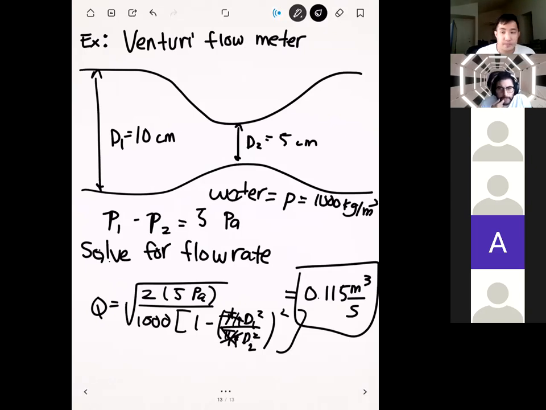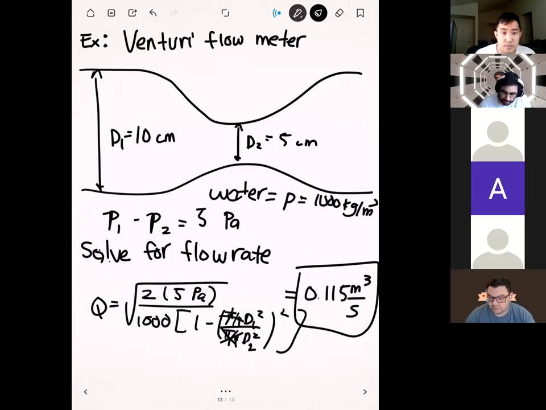Oh, question? It's D1 over D2. How come it's not D2 over D1? Because on the setup it's area 2 over area 1. Yes, thank you. I was rushing a little bit. So it'll be D2 over D1.